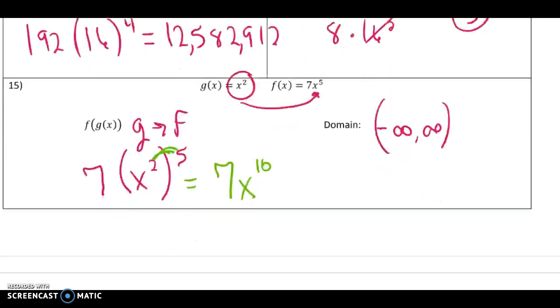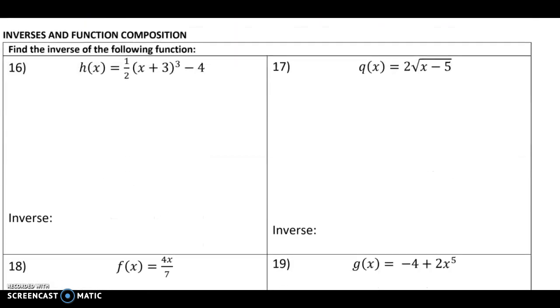All right, 16 and 17. So what we're doing here is we are finding the inverses. So again, it doesn't ask anything about domain here, so we'll just be finding the inverses. So first of all, you want to look at this h of x as a y, or this q of x as a y. And our first step is to take the x and the y in the problem and switch them around. So I'm going to make this be x equal 1/2. And I'm going to switch that x to a y.